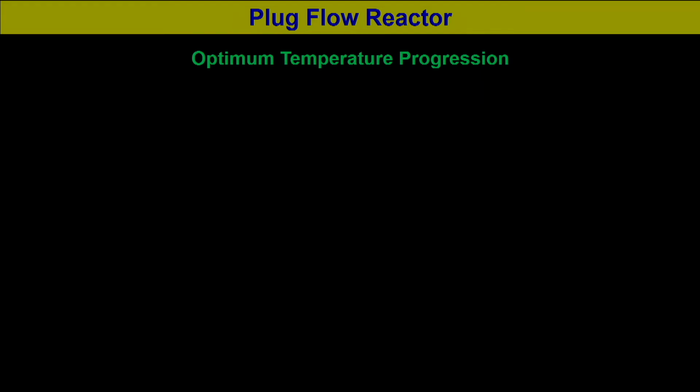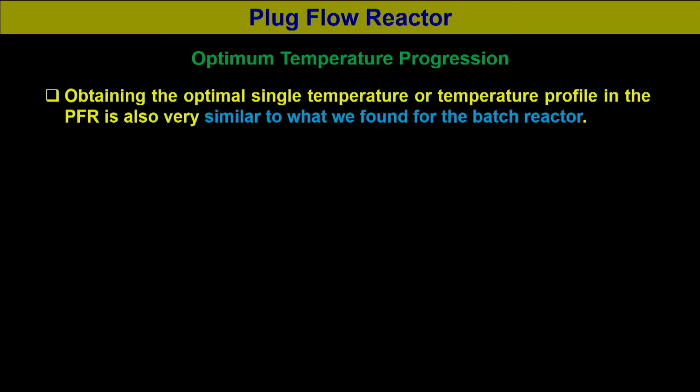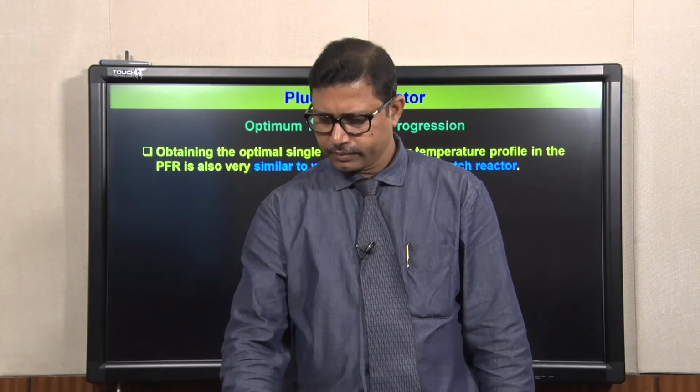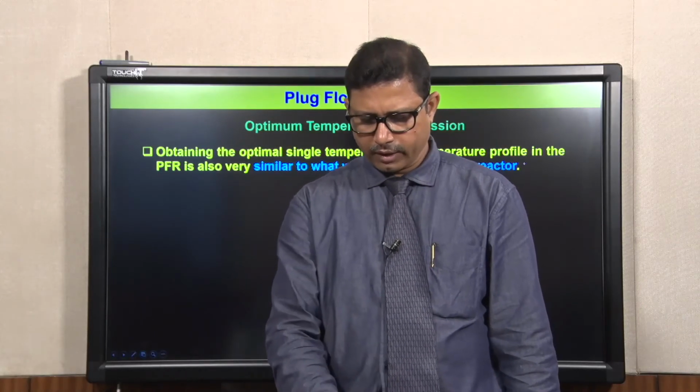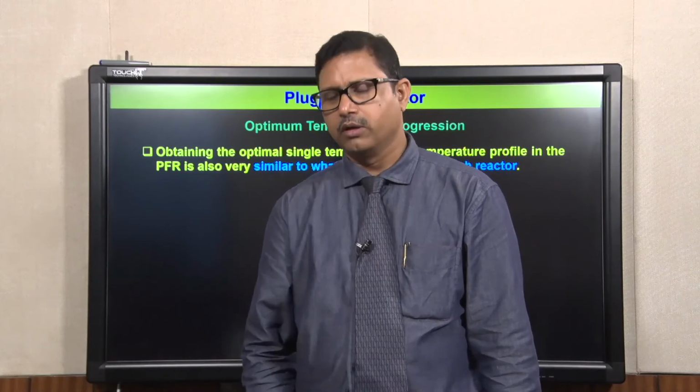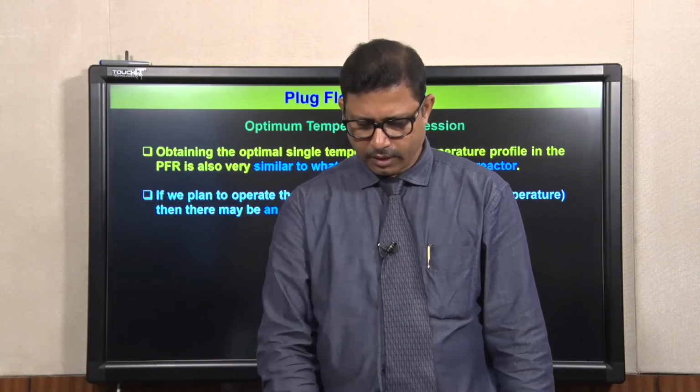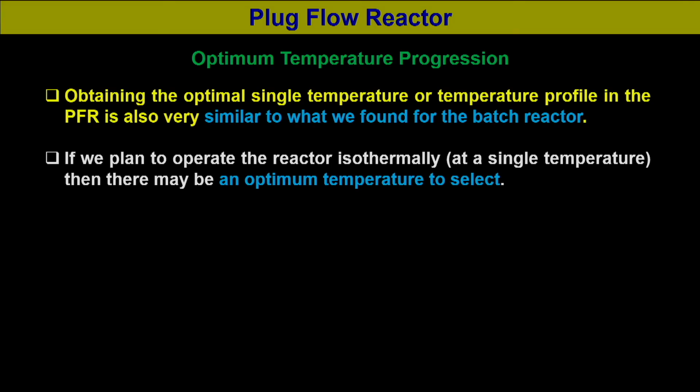Now, the optimum temperature progression. In case of batch reactor, we have discussed how the optimum temperature progression would change. It is similar to the batch reactor temperature progression phenomena. So, obtaining the optimum single temperature or temperature profile in a PFR is also very similar to what we have found for the batch reactor. If we plan to operate the reactor isothermally at a single temperature, then there may be an optimum temperature to select.